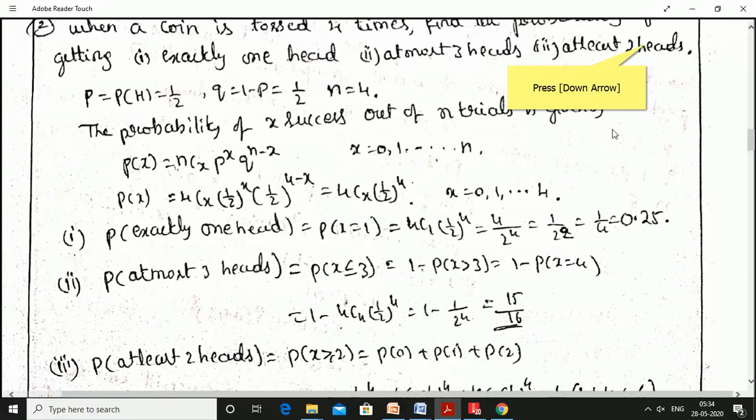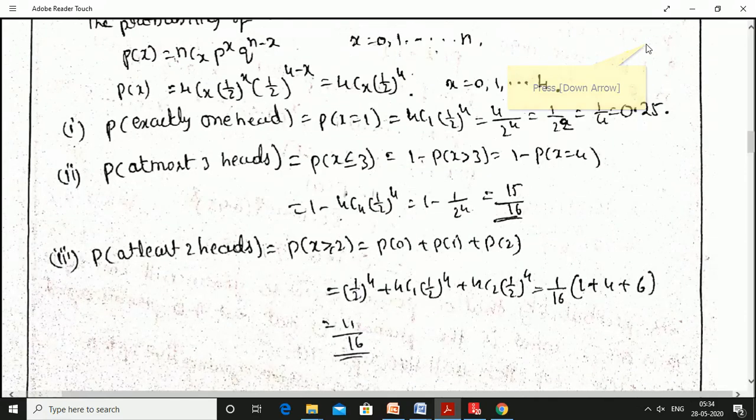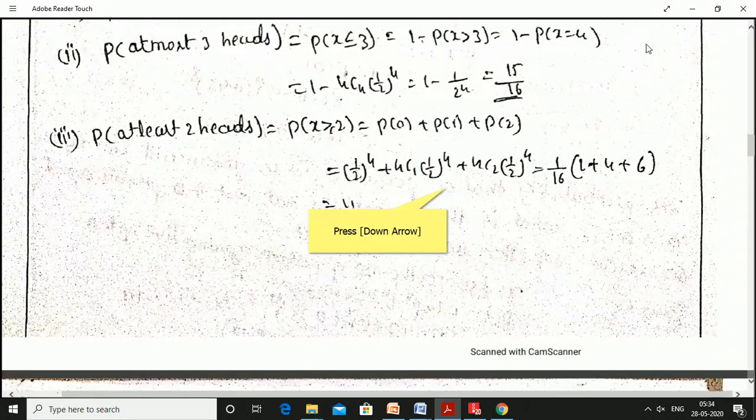At least 2 heads. Probability of at least, minimum 2 heads or more than that. At least means greater than or equal to. P of x greater than or equal to 2. Which are the values greater than or equal to 2? That is 2, 3, 4. Or else, in a complement way, 1 minus probability of x less than 2.